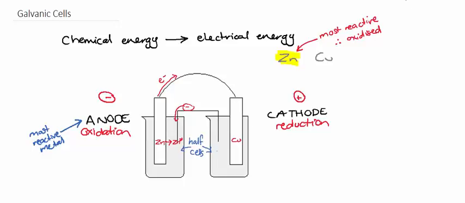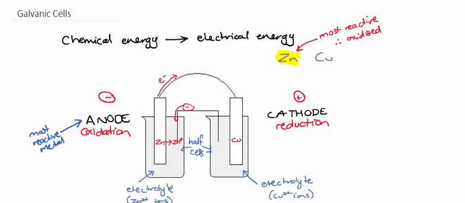And so this is probably a good point to talk about the solution in our half cells. Now, the solution in the half cell is called the electrolyte, and it contains ions. So our electrolyte in our copper half cell is going to contain copper ions. So it might be copper sulfate or something like that. And in our zinc half cell, it's going to contain zinc ions.